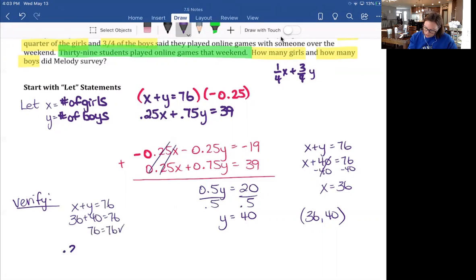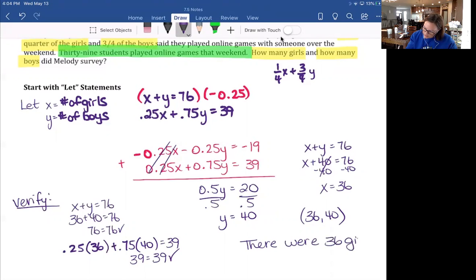And 0.25 times 36 plus 0.75 times 40 equals 39. I get 39. So this is a word problem. There were 36 girls and 40 boys.